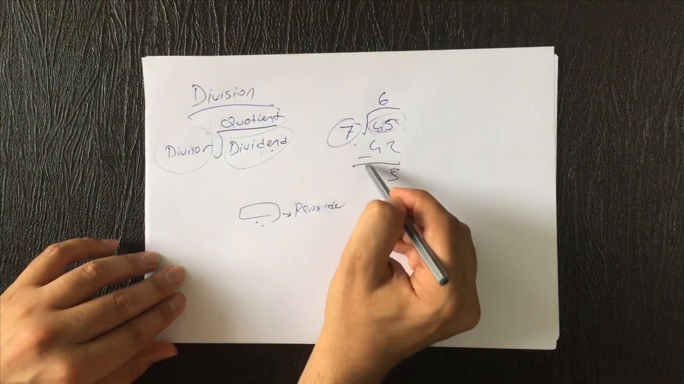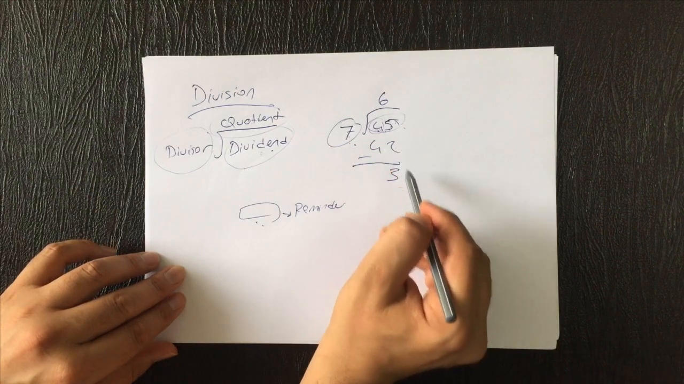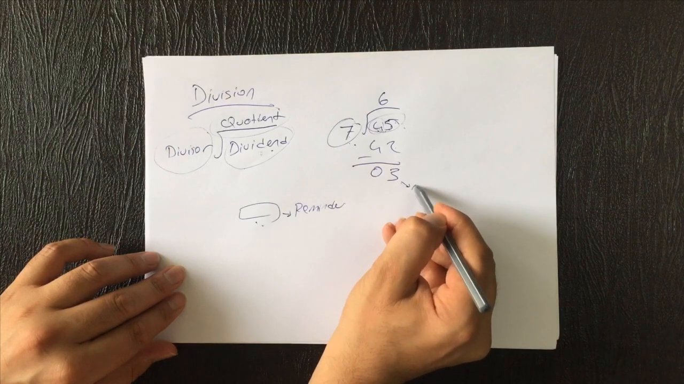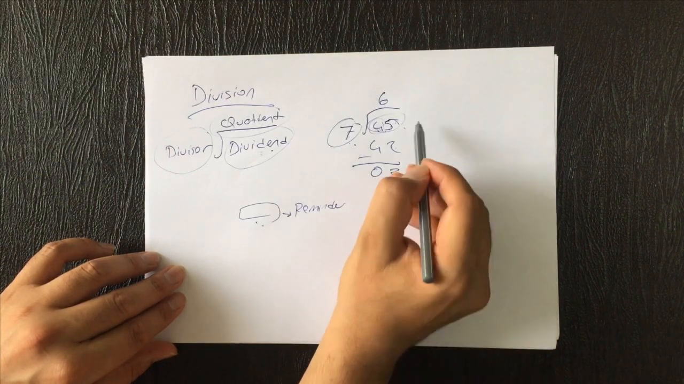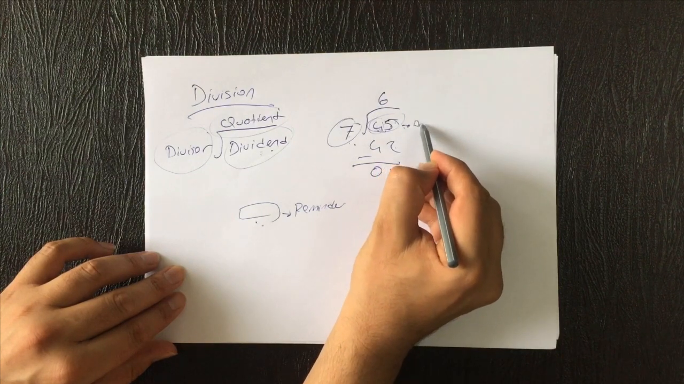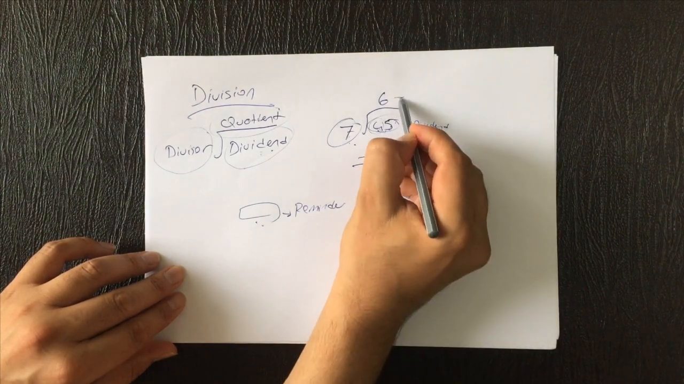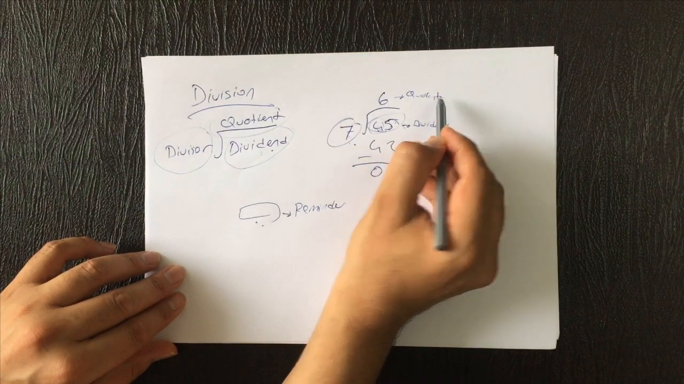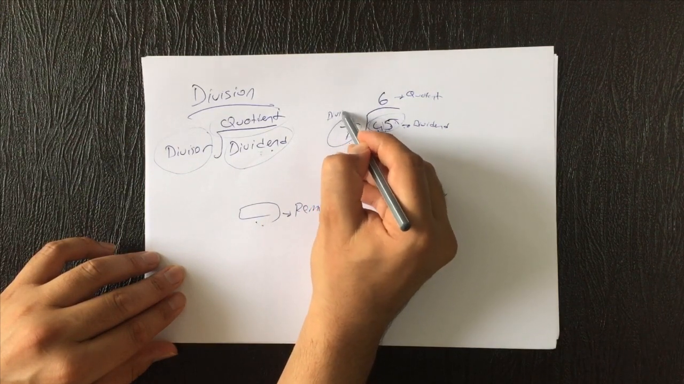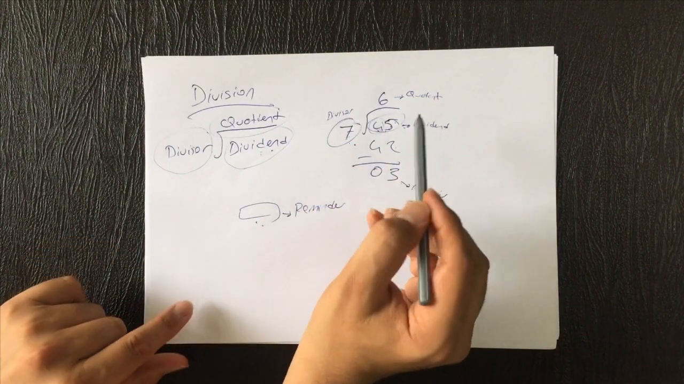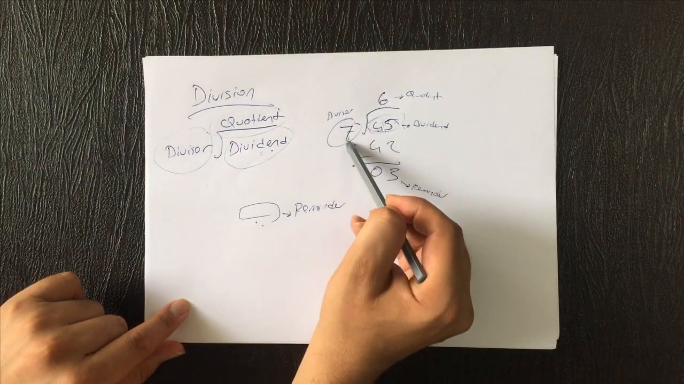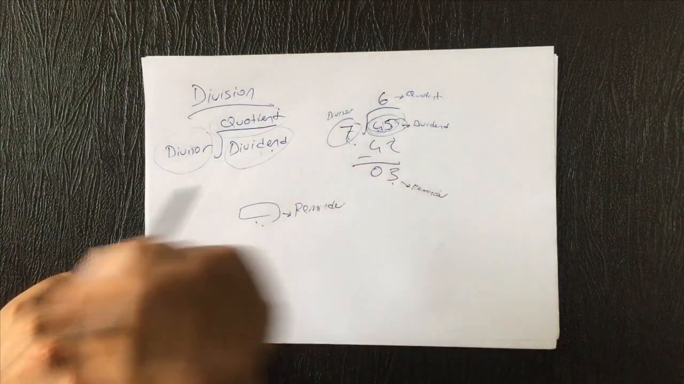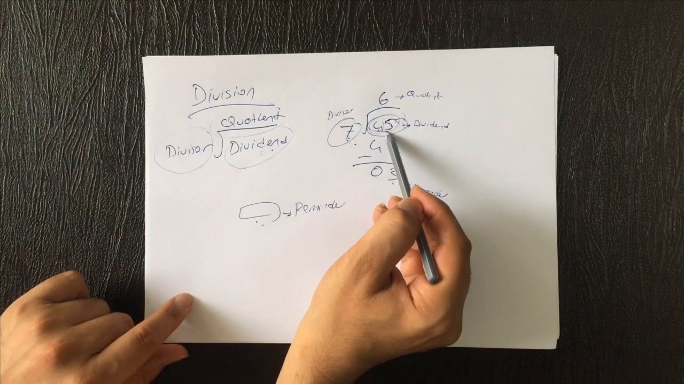Then you are making the subtraction, you know. 5 minus 2, it is 3. Then 4 minus 4, it is 0. Look, this is the remainder. Here, this is the dividend. This is the quotient. Then this is the divisor. Just look at here. 6 times 7, it is 42 plus 3. This is what you need, 45.